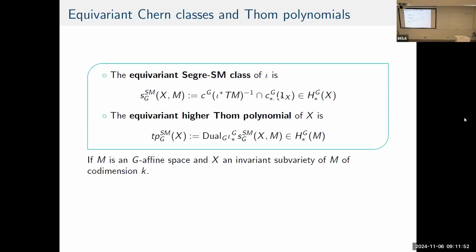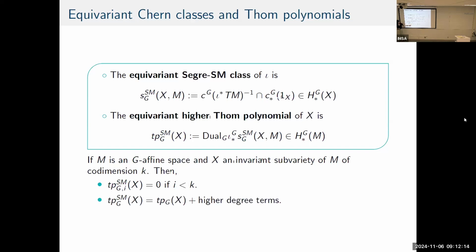So now, if M is affine and X is an invariant subvariety, and we fix that it has some codimension k, the classes of this higher Thom polynomial are 0 for degrees smaller than k. This really means that the leading term of the higher Thom polynomial is the Thom polynomial in the equivariant setting.